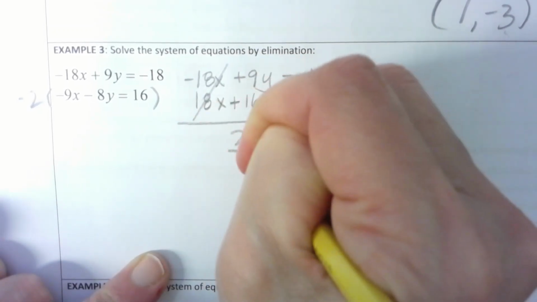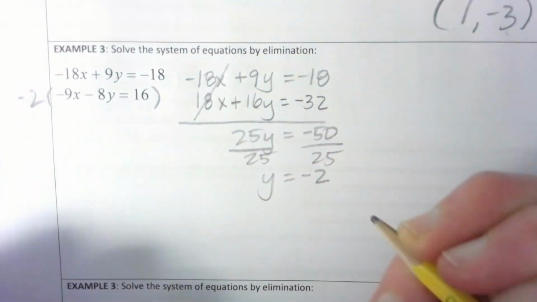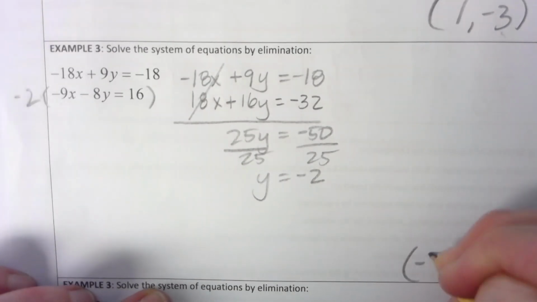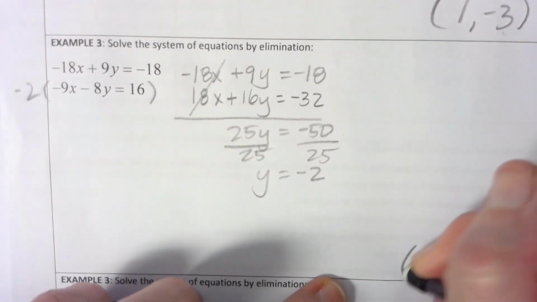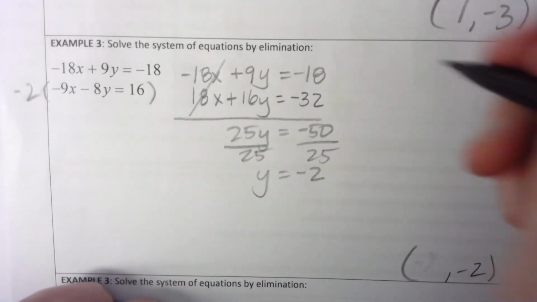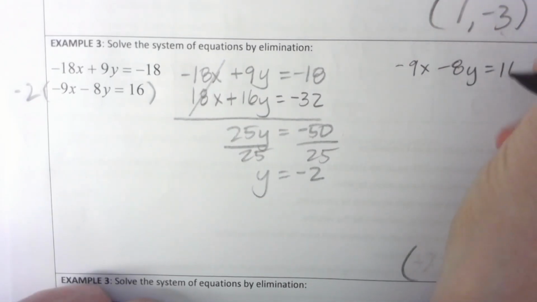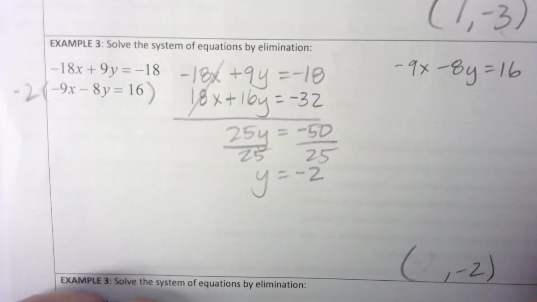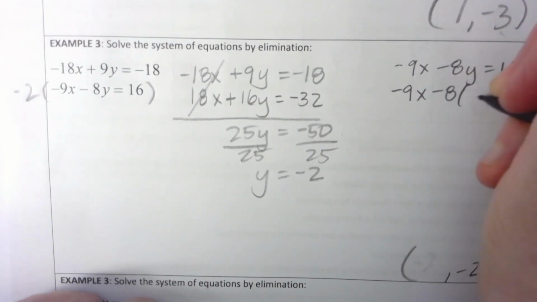And again, once you get here, it's so easy to solve. Negative 2. Great. Oop, that's a y. Be careful. That's the y value. Pick the equation that looks easier. Second one, I guess. Negative 9x minus 8y equals 16. And now we're going to figure out what x is. So I'll plug in my value of y, which is negative 2.